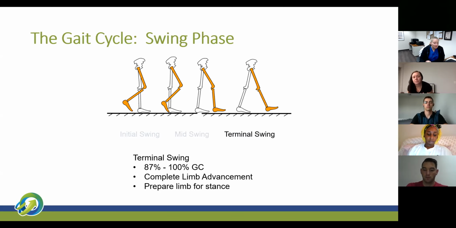And then finally, we've got toe clearance. The limb has advanced forward. The knee is extended. The foot is dorsiflexed, ready for what phase following terminal swing?